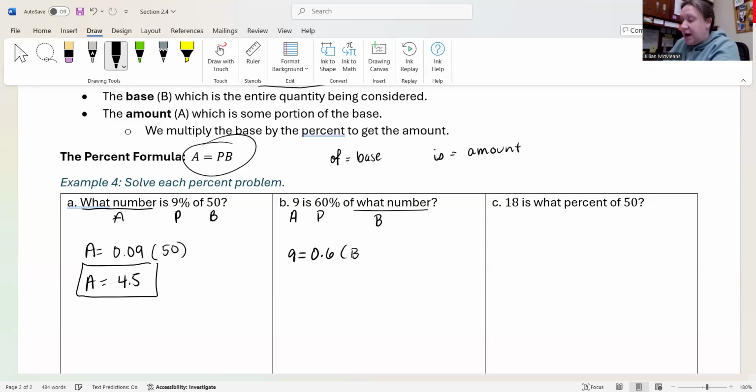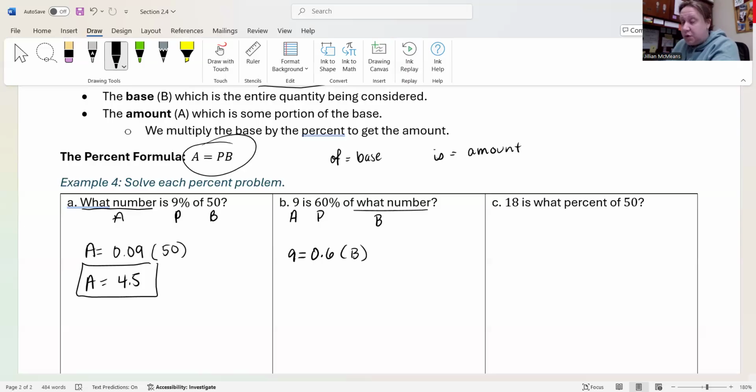And then we want to multiply that by the base, which is B, okay? Now this one's a little different. We're going to have to do a little bit of algebra. So this is the classic multiplication property of equality. We have a constant equaling some variable term. So I've got 0.6 times B. I want to get B alone.